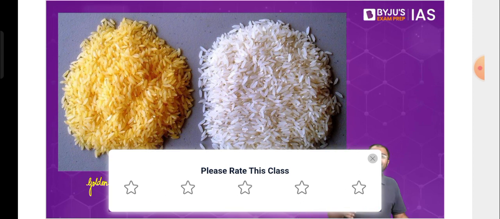Why would we do that? In certain areas, we see that there might be a deficiency in people, they might not have enough vitamin A. So in that case, these kinds of crops can become useful, and they can be used for this purpose. So that's why we see this can be done.